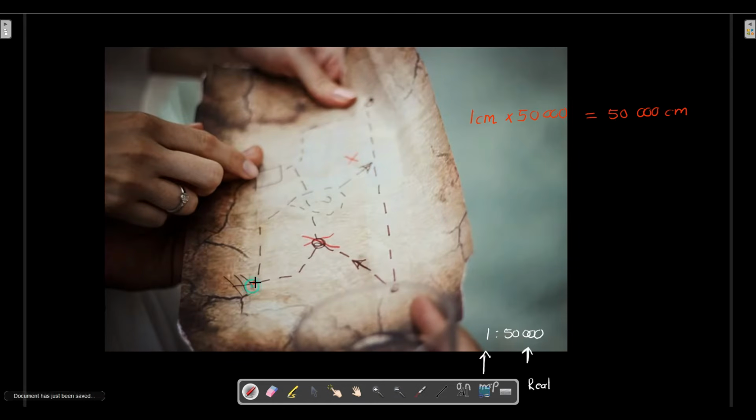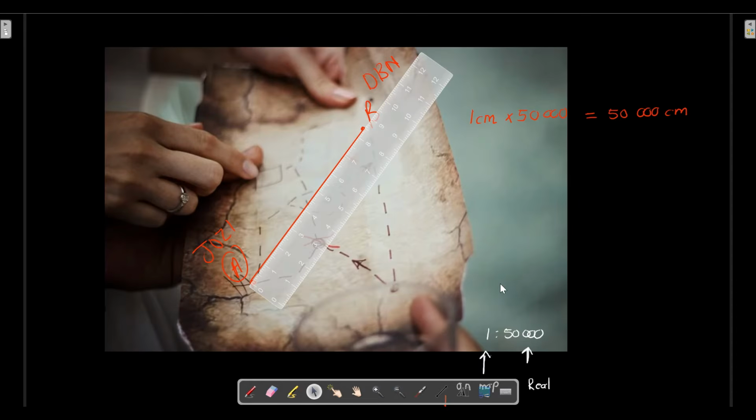So let's say you're moving from point A and you're going to point B, just moving in a straight line. And I said to you, determine the real distance from Johannesburg to Durban. What would be the first thing that you would do if we were not given the measured distance? The first thing you would do is take your ruler, draw a line from point A to point B, and then measure that distance either in centimeters or millimeters. So I'm going to measure it in centimeters.